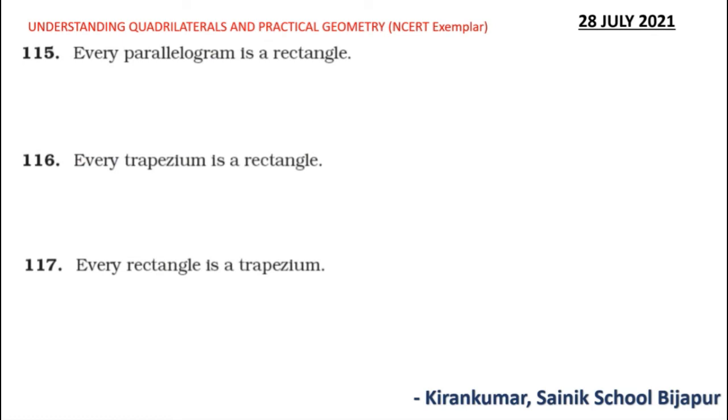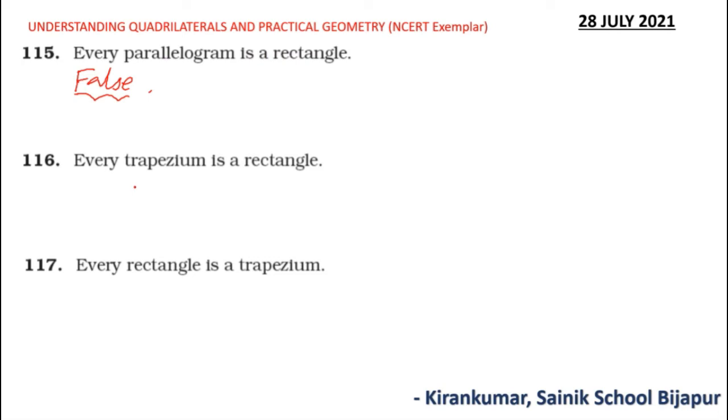Question 115. Every parallelogram is a rectangle. This particular statement is also a false statement. The reason is, in a parallelogram, all angles are not right angles, while in a rectangle, all the angles measure 90 degrees.